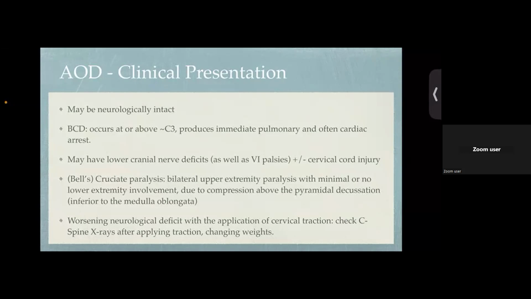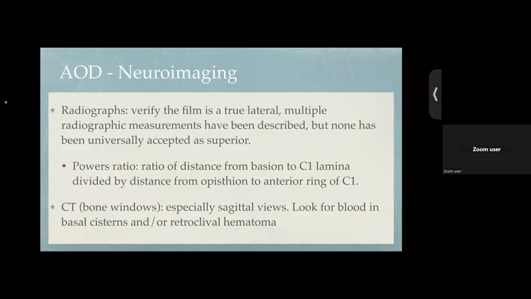And this can happen after changing the meats as well. So the imaging: x-rays, radiographs, you verify that the film is a true lateral. Multiple measurements have been described, none is usually universally accepted as superior. A lot of people talk about the Powers ratio, the ratio of the distance from the basion to the C1 lamina, divided by the distance from the opisthion to the anterior ring of C1. The next slide will show a diagram of that.